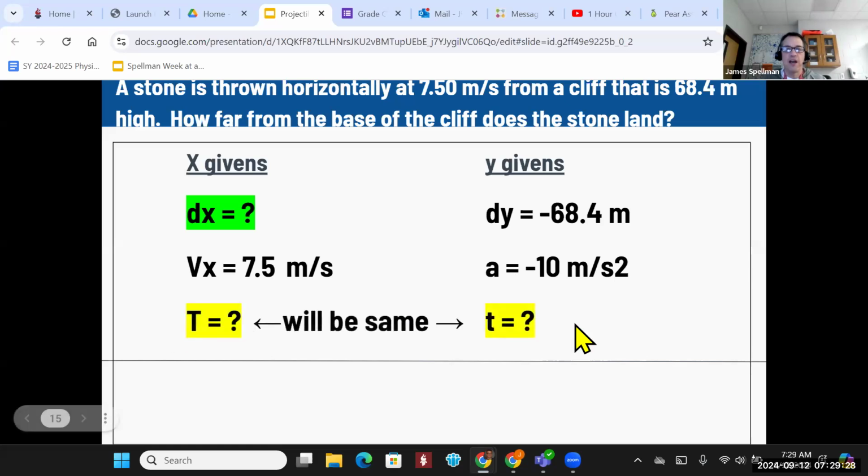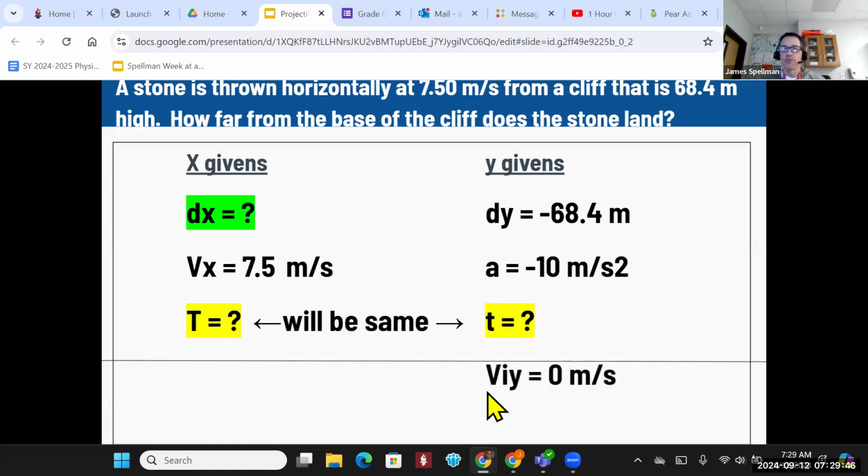We don't know the time that it's going to take to hit the ground. And I want to, again, note here, the time that it takes to hit the ground is the same time in both of them. So this is why I'm saying usually we have to solve for time, because if I know the time in one, then I can know the time in the other one.